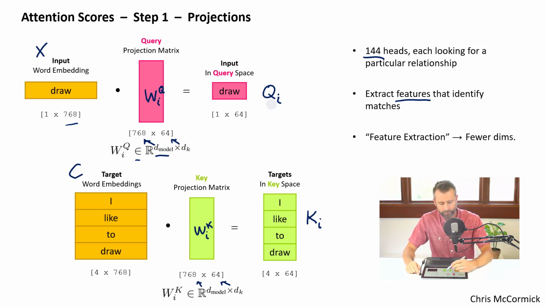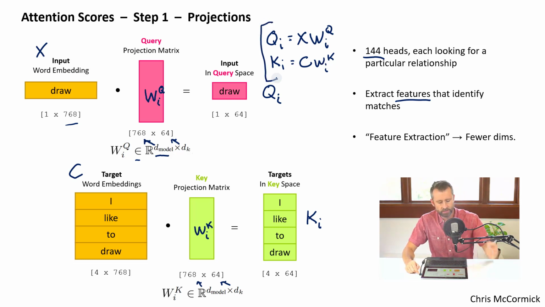So you can write some equations here based on that. So Q_i is equal to x times the query projection matrix for head i, and the keys for head i are given by the target vectors multiplied by the key projection matrix as well. So these are the two things that we need in order to calculate the attention scores. So let's move on to the next step.